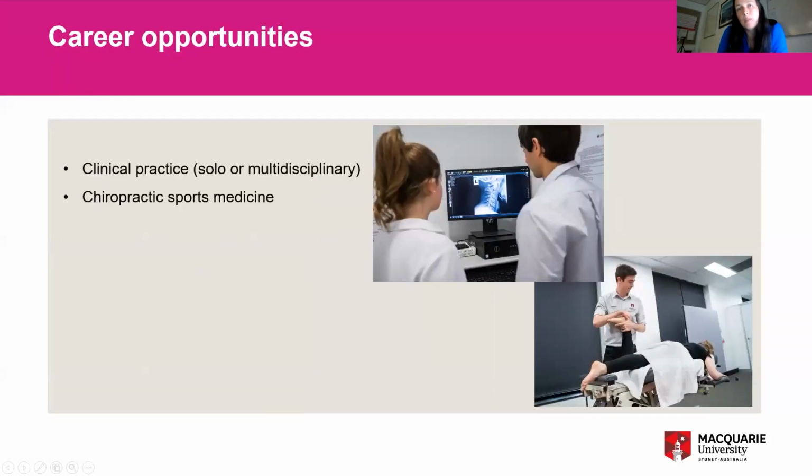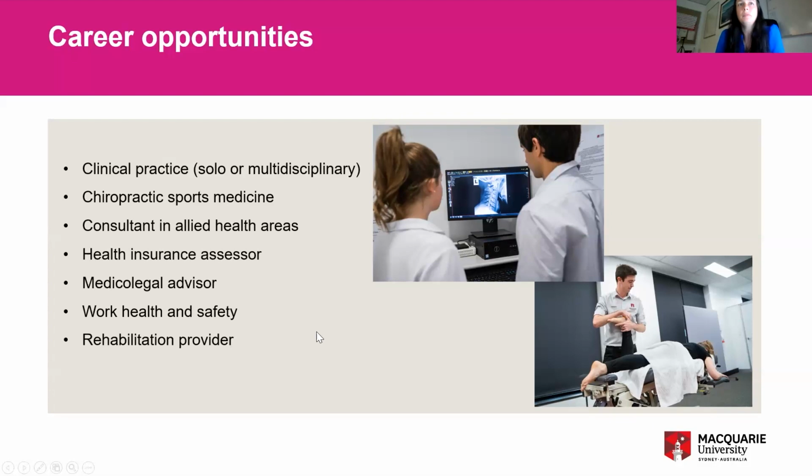Coming from the Master of Chiropractic, some of the career opportunities that are available: a lot of our graduates go into clinical practice, and that can either be by themselves or in a multidisciplinary practice. Some people will specialise in certain areas, so sports medicine is a common area that people tend to specialise into. They can also specialise in areas like paediatrics, older adults, chronic diseases. There's a lot of different options there within that clinical practice field.